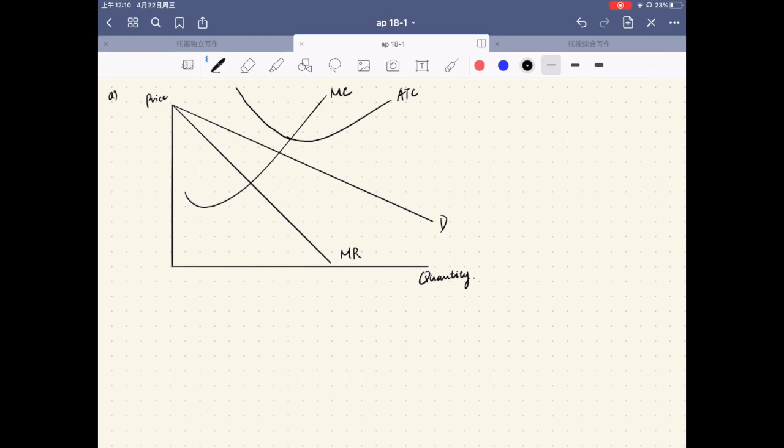So here's a graph of the monopoly firm. The first step is we need to know that marginal cost is equal to marginal revenue, which is profit maximization. So we need to draw the point between the MC and MR, so it's here. And the second step is to go up to the demand. So it's here. So therefore we can get the QM and the PM.